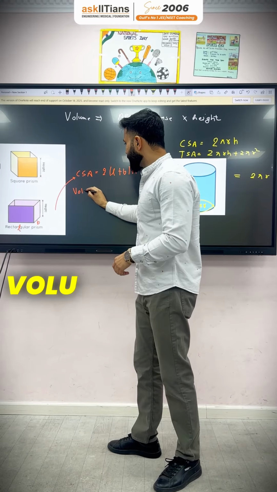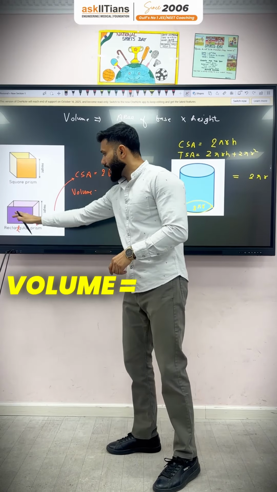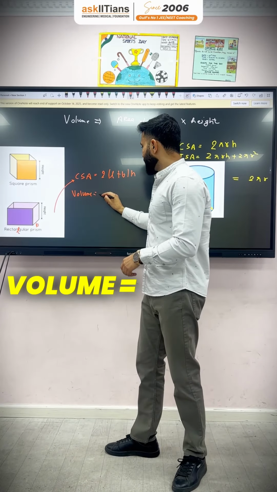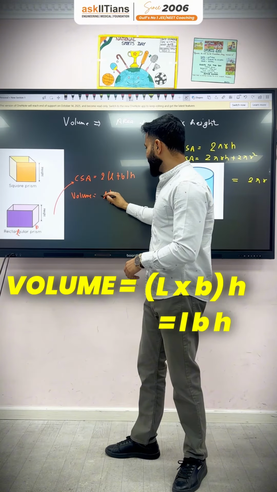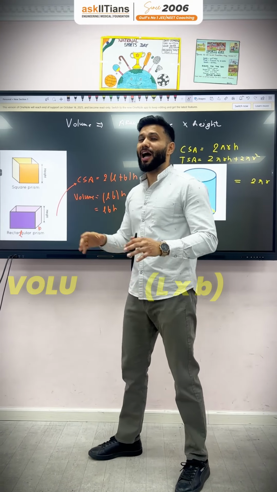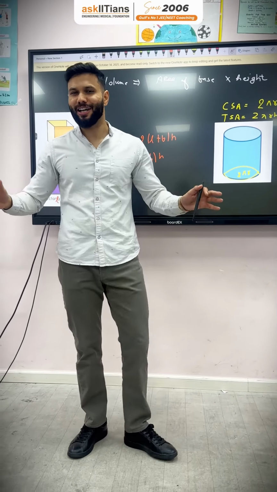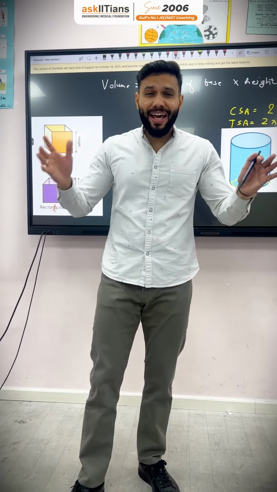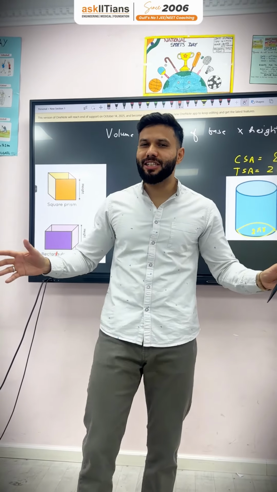Volume, again at the base you have a rectangle. The area of base is L into B. To multiply it by height, you will get L into B into H, right? So I hope now you have understood this small trick and now you can actually very easily learn formulas for all of these shapes, right?